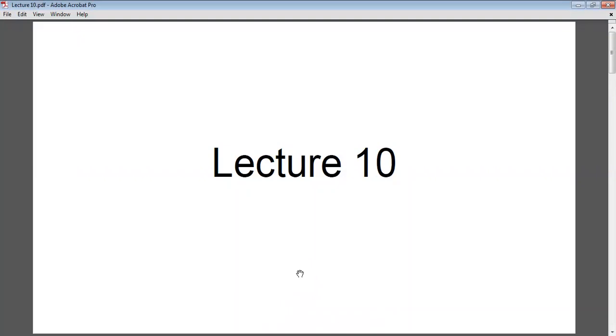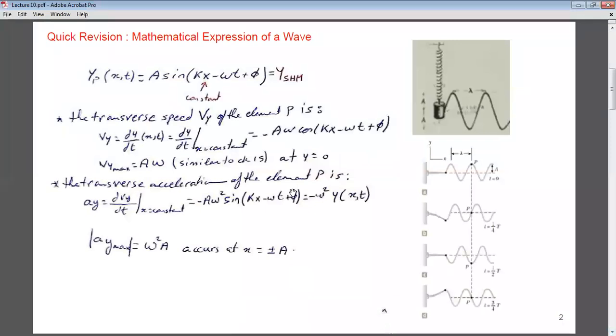Okay, hello. Today is lecture 10, and we will continue with chapter 16. That is when we cause a disturbance at one end of a spring. How will this disturbance propagate? In particular, we are interested in transverse waves. That is, if the wave is moving horizontally, how each element on the spring is moving up and down.